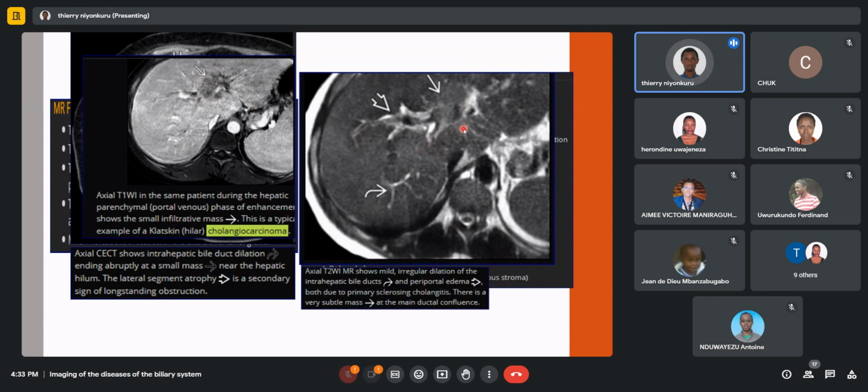Also, we can visualize on this T2 image this mass, which is irregular, with dilatation of the intrahepatic duct. And this one was a patient who had primary sclerosing cholangitis, which has progressed to cholangiocarcinoma, as there is repetitive injury of the endothelium of the intrahepatic or extrahepatic ducts.